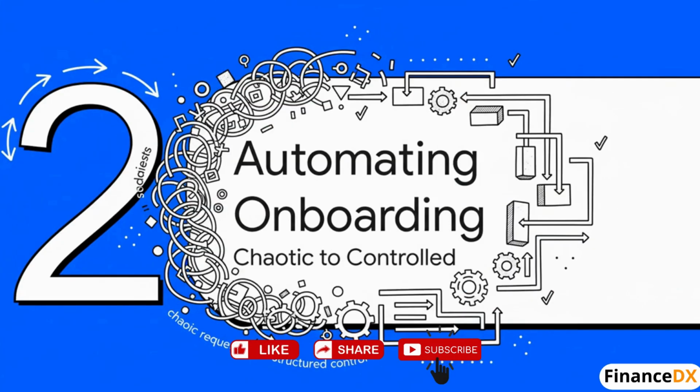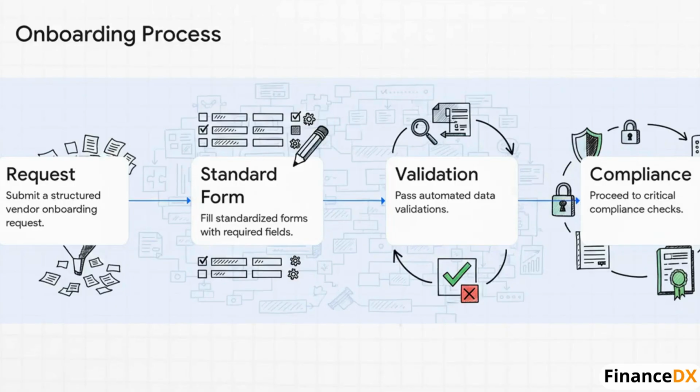So how do we get out of this mess? Let's talk about a better way. The solution has to start at the very beginning, that moment you decide to bring on a new supplier. It's about moving from that chaotic free-for-all to a system of structured control. So instead of a casual email that just says, "Hey, can you add this vendor?" the whole process gets a major upgrade. It turns into a clear, step-by-step workflow.